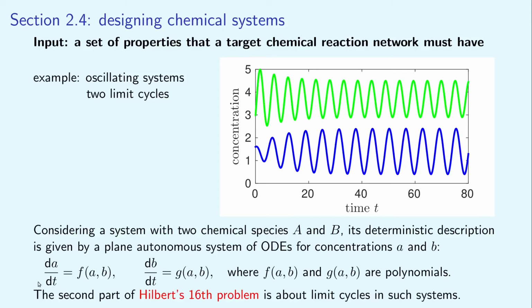In the year 1900, David Hilbert presented a list of problems in mathematics at the Paris conference of the International Congress of Mathematicians. They are very famous mathematical problems, more than 100 years old, and the second part of Hilbert's 16th problem is about the number of limit cycles in such systems. It is unresolved to date, but example systems with multiple limit cycles have been constructed. If we consider chemical reaction systems which only have zeroth order, first order, and second order reactions, then the right hand side is a polynomial of degree 2.